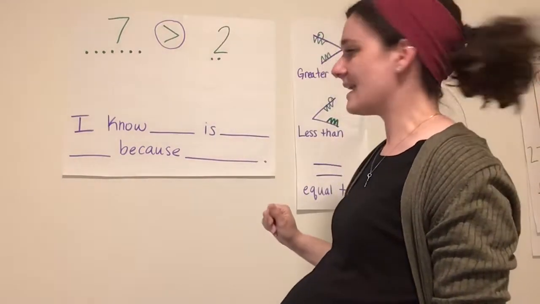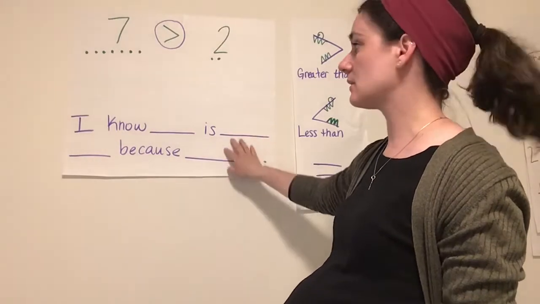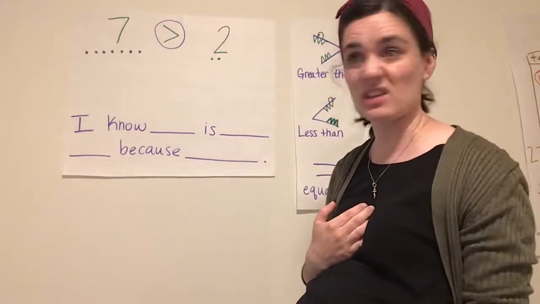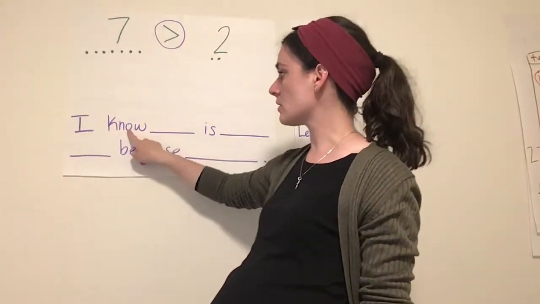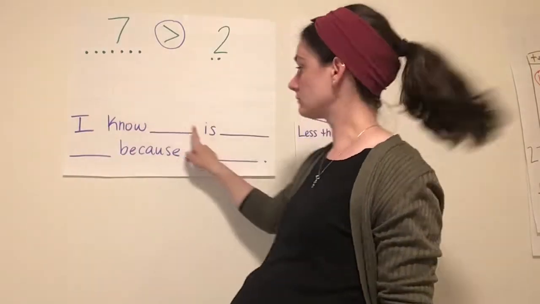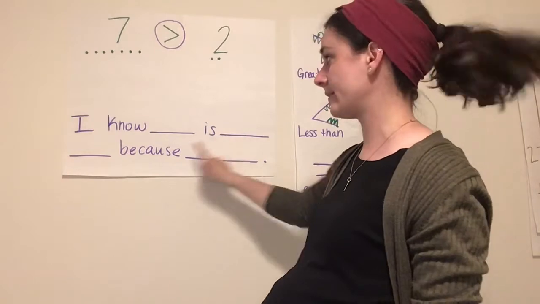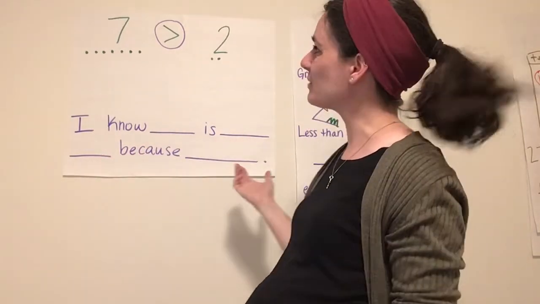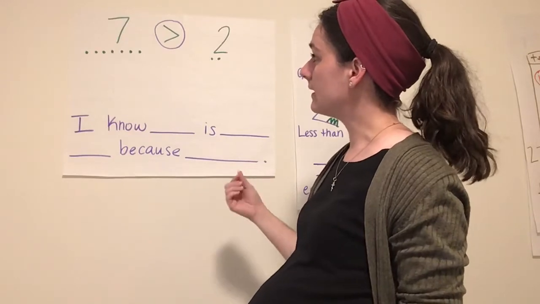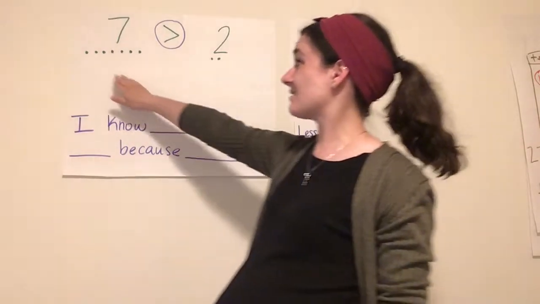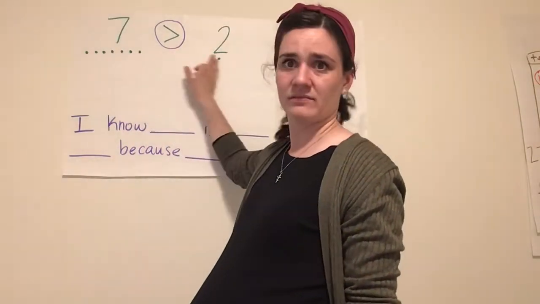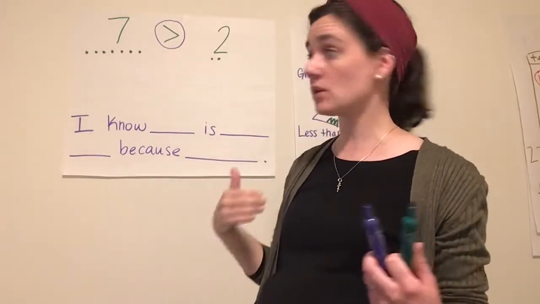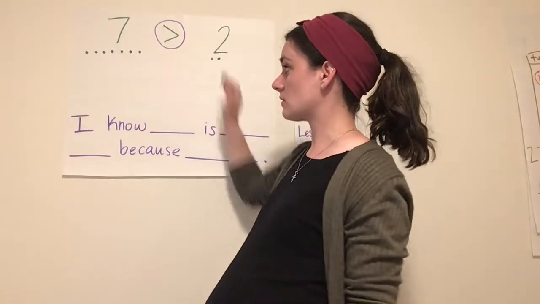Okay? Now, we have a sentence here that's a little bit bigger. We want to make sure we tell why we think that. So we say, I know 7 is greater than 2 because. How do we know 7 is greater than 2? I would say, because I see a lot more dots than with 2. That's easy. Whatever explanation works for you, how you know 7 is greater than 2.